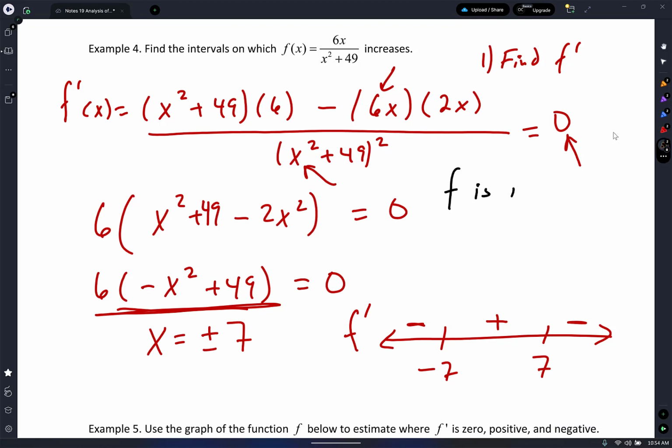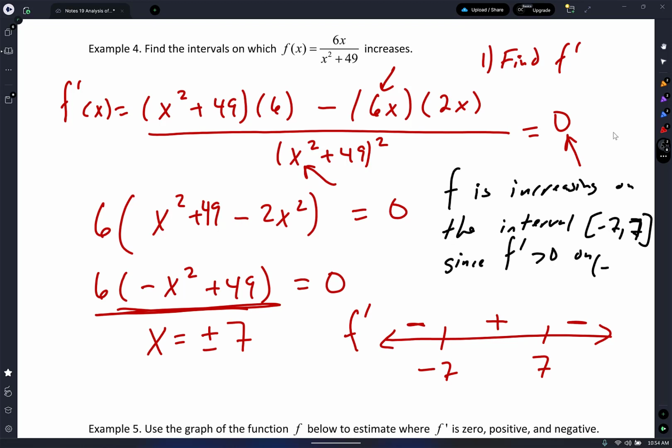F is increasing on the interval, and I guess we can put negative 7 comma 7, since f prime is positive on negative 7 to 7. Notice that I put f prime as positive on the open interval, but it's increasing on the closed interval. Just make an observation of that.